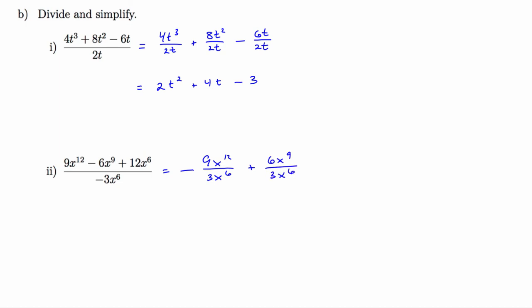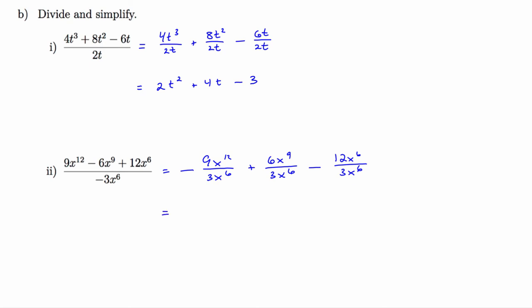And on the last term, we have plus 12x to the 6th divided by negative 3x to the 6th. I'll again recognize a positive divided by a negative is a negative, and up in the numerator, I still have 12x to the 6th, and in the denominator, the same 3x to the 6th. The final step is now carrying out each of those individual divisions.